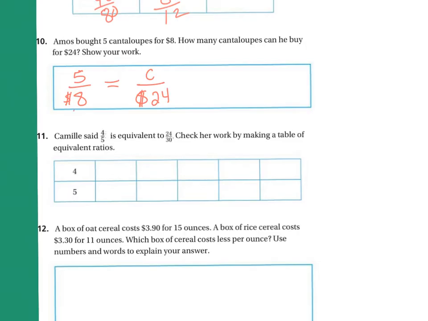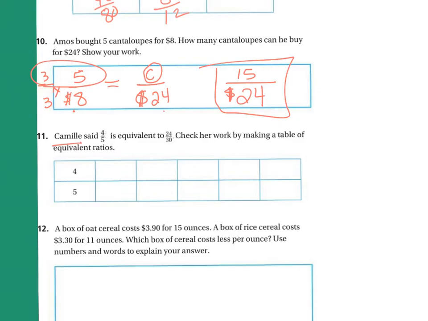Well, I know that 8 times 3 is 24. So if I multiply the bottom by 3 to make 24, I multiply the top by 3 to make what my top number is going to be, and 3 times 5 is 15. So that means this C is 15. So you can get 15 cantaloupes for $24.